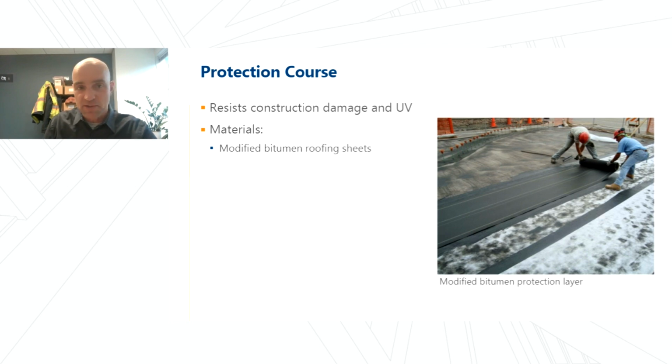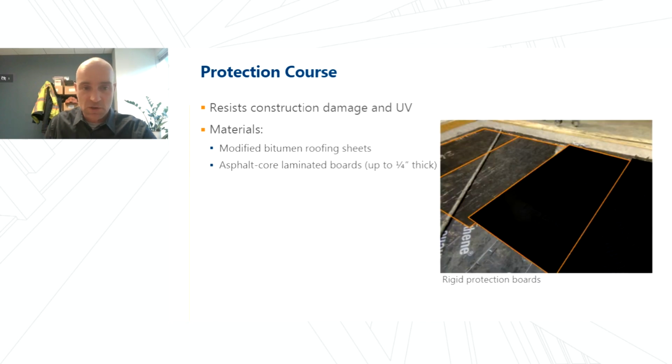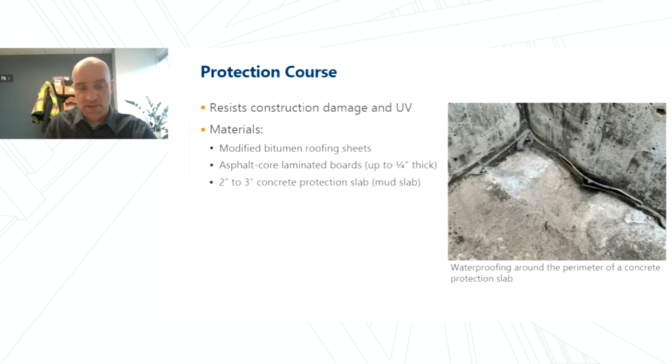We specify protection courses to protect waterproofing from construction traffic and from UV exposure. Possible materials include modified bitumen roofing sheets, which are usually less than 1/8 of an inch thick and flexible. Another option is a rigid asphalt board, which is up to 1/4 inch thick, and they provide more protection. And then we can get even more protection if we specify a 2 to 3 inch thick concrete protection slab.